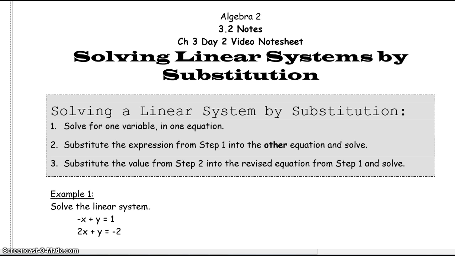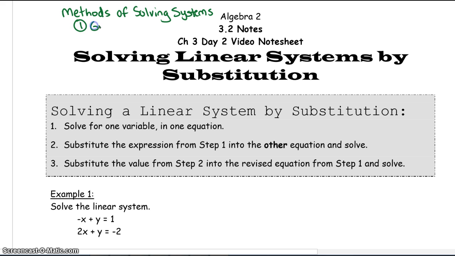Alright, so far we have learned one other method, so let's talk about the methods of solving systems. And so far the only one you know is graphing. By the end of today you will know substitution. And basically these are the two methods that we have so far. We will show more methods along this unit, but that's going to be your two favorite ones so far. Alright, let's talk about solving a linear system by substitution.